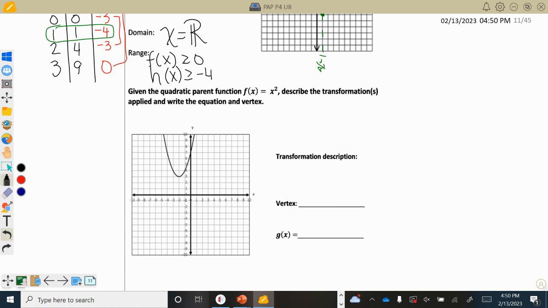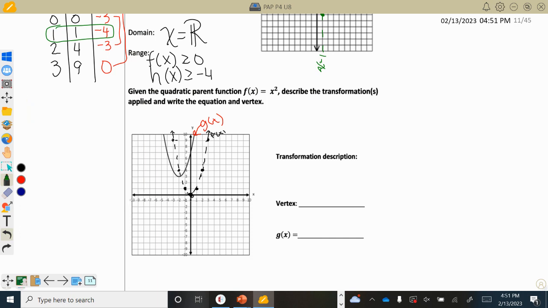On this last example, given our parent function f of x equals x squared, describe the transformations applied and write the equation in vertex form. Now, it's already graphed our g of x. This one right here is g of x. Our parent function is not graphed on there. So if we go ahead and graph that on there, 4 and 9, 4 and 9. Again, I'm going to dash this just because we're just trying to show kind of what it looks like, where the parent function is. There's f of x. We're looking at comparisons.